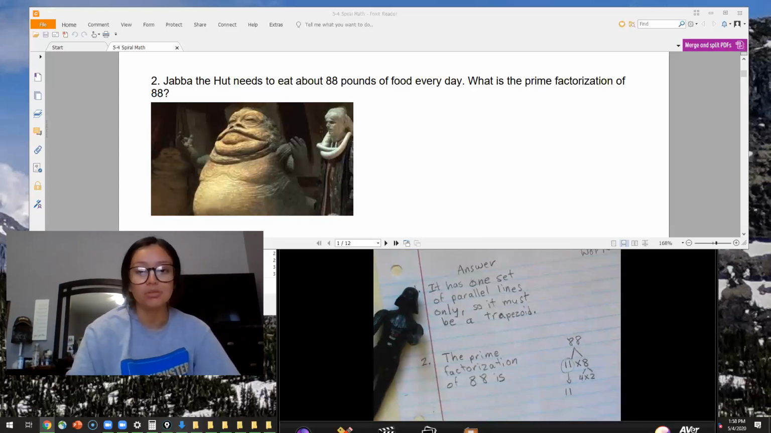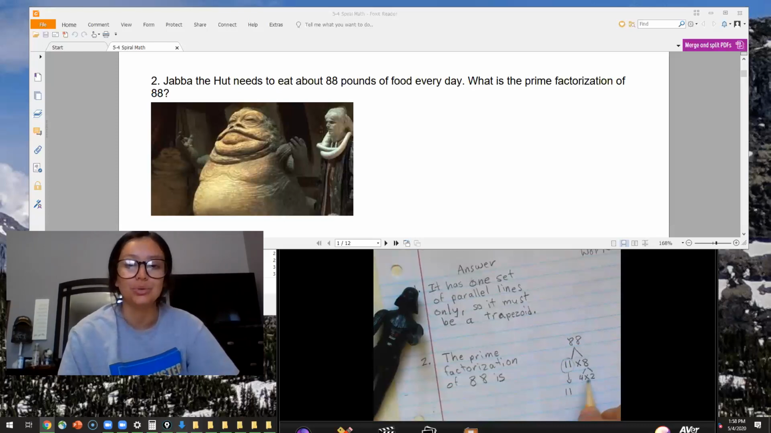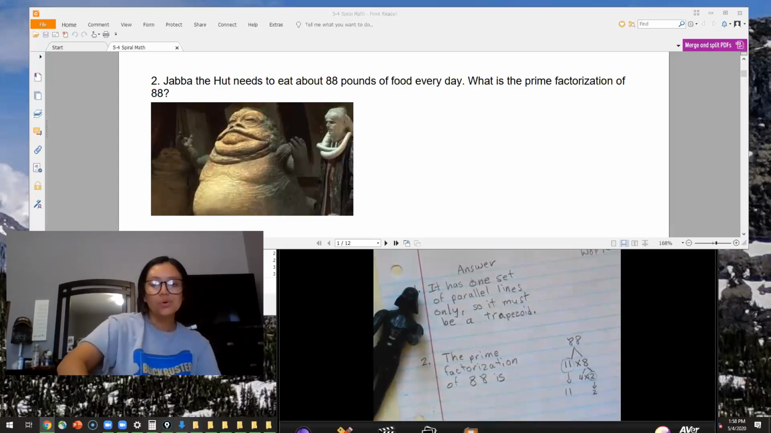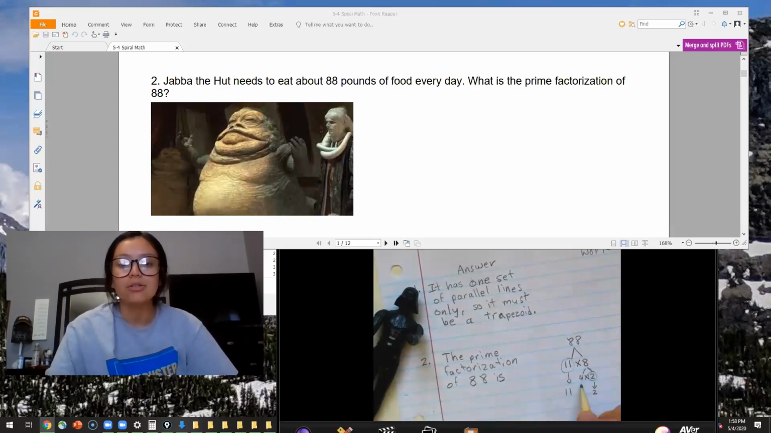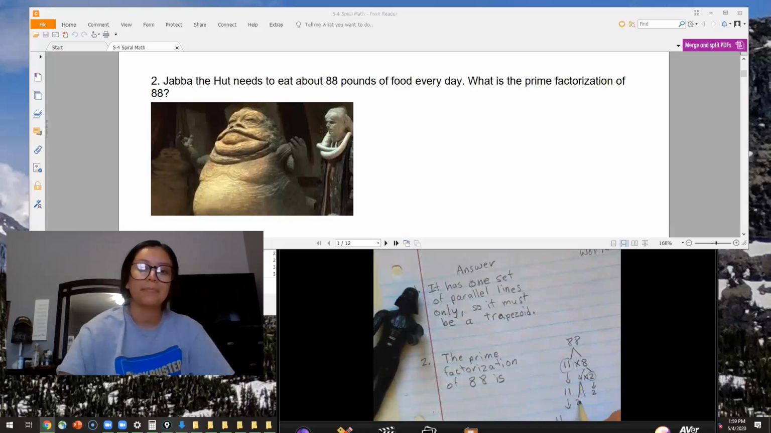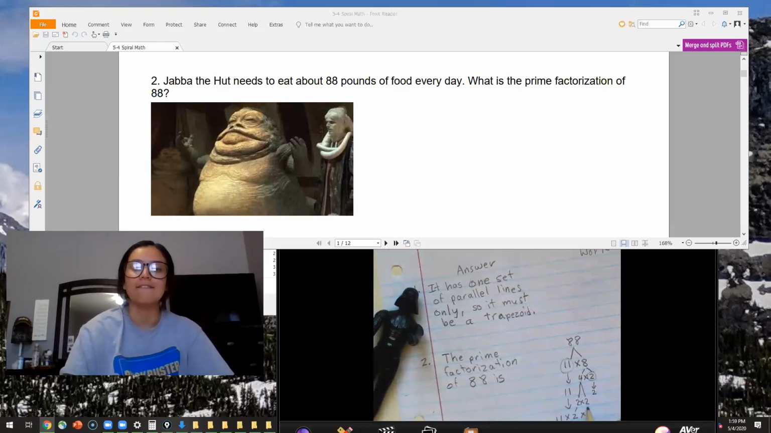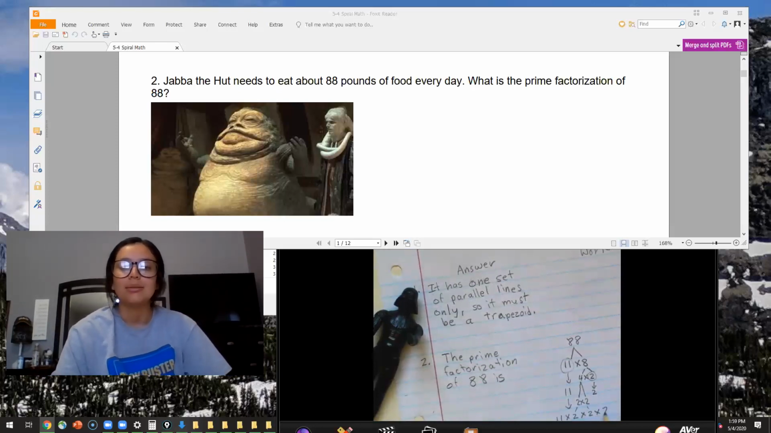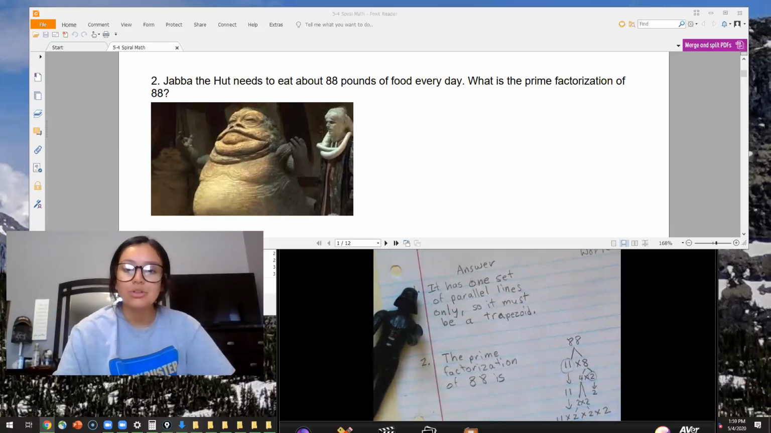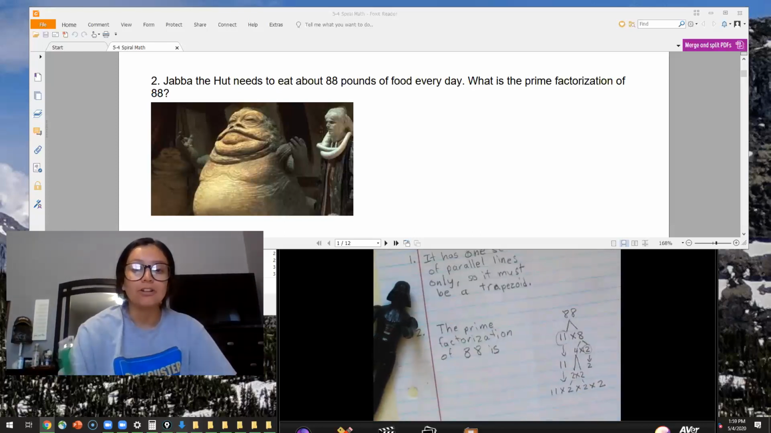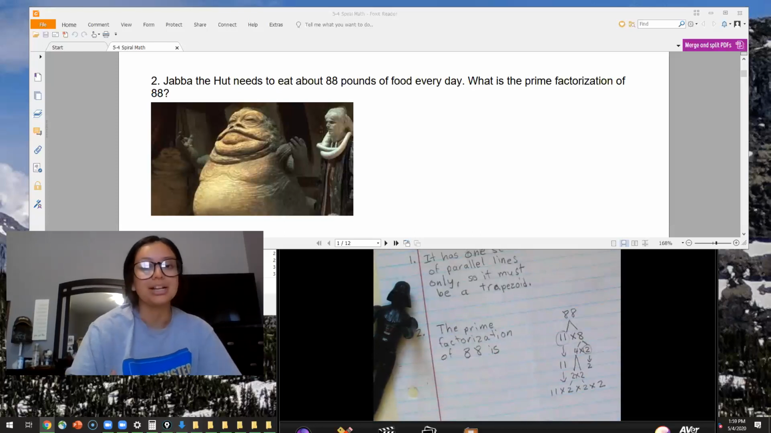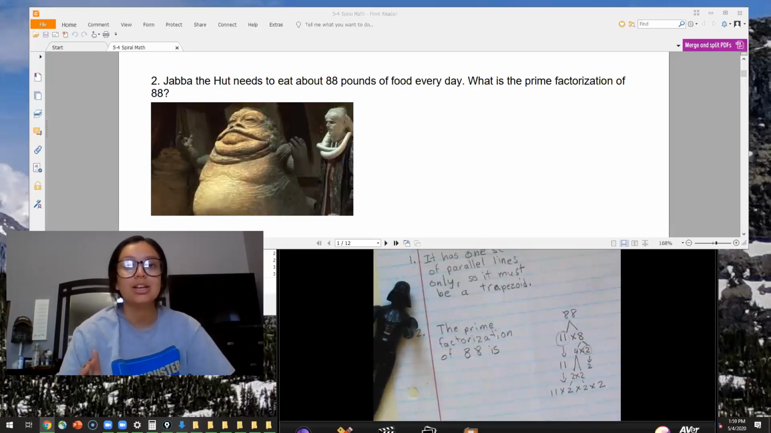And 2 would be prime, so you can go ahead and circle your 2. But our 4 can still be broken down to 2 times 2. So it looks like we have 11 times 2 times 2 times 2. So that is going to be the prime factorization, or you can also write it as 11 times 2 cubed.